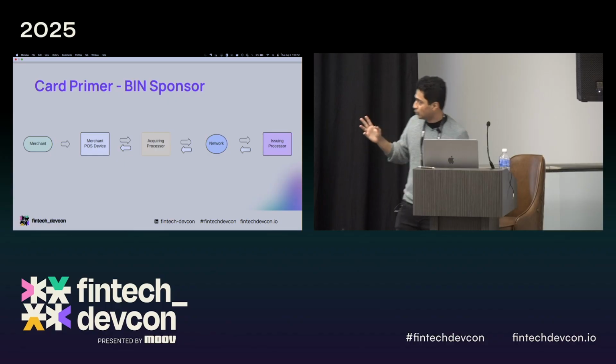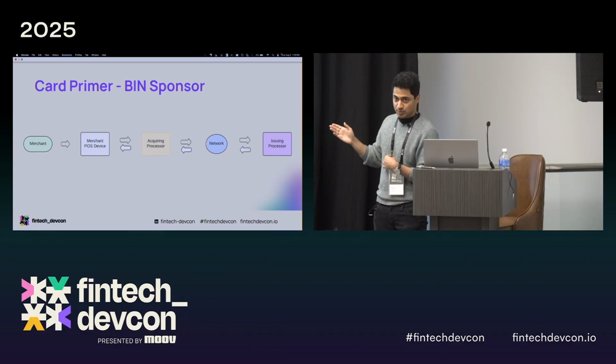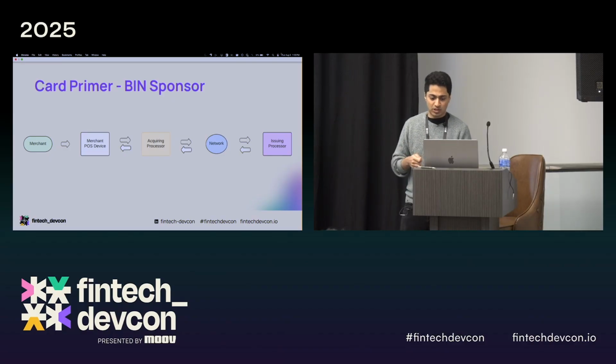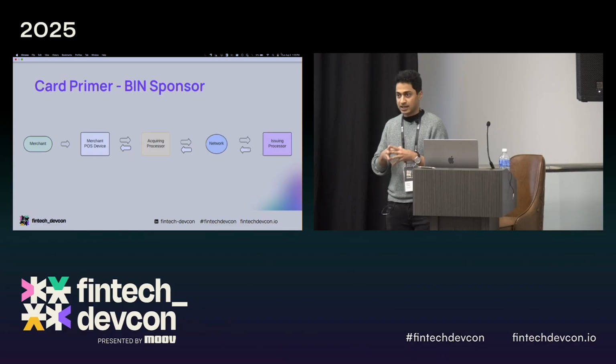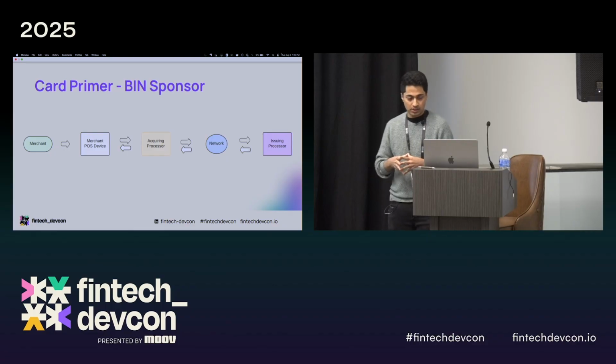But on a high level, how this flow works is, let's say there's a swipe at a merchant. This is for your favorite ice cream, and then this goes to the merchant's POS device, is where the swipe usually happens, a Square terminal, a Clover terminal. Then this is routed to the acquiring processor, where the acquiring processor uses card data as well as transaction data. It forms an ISO 8583 message and then forwards it to the network.